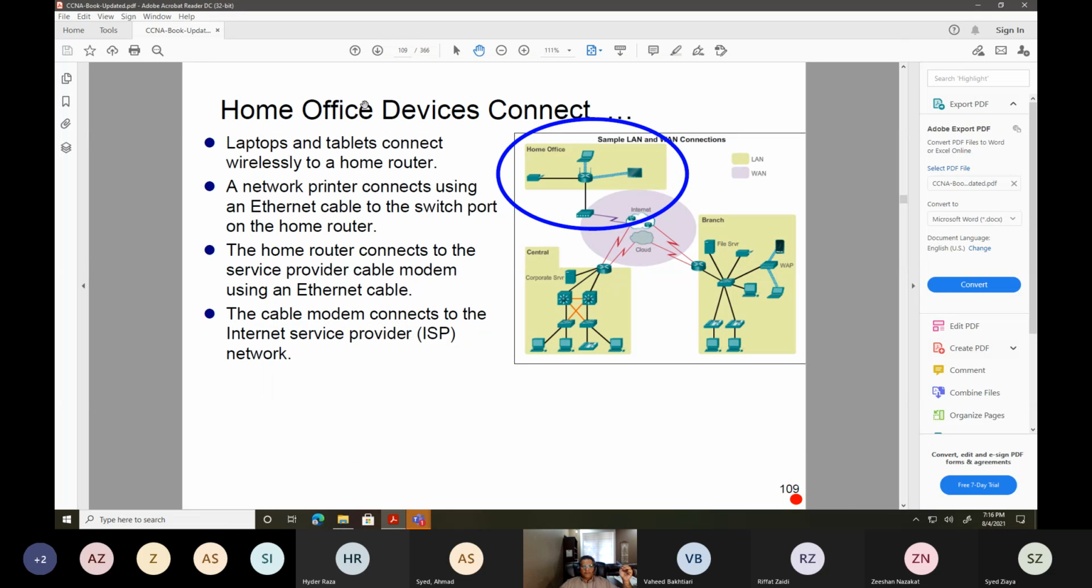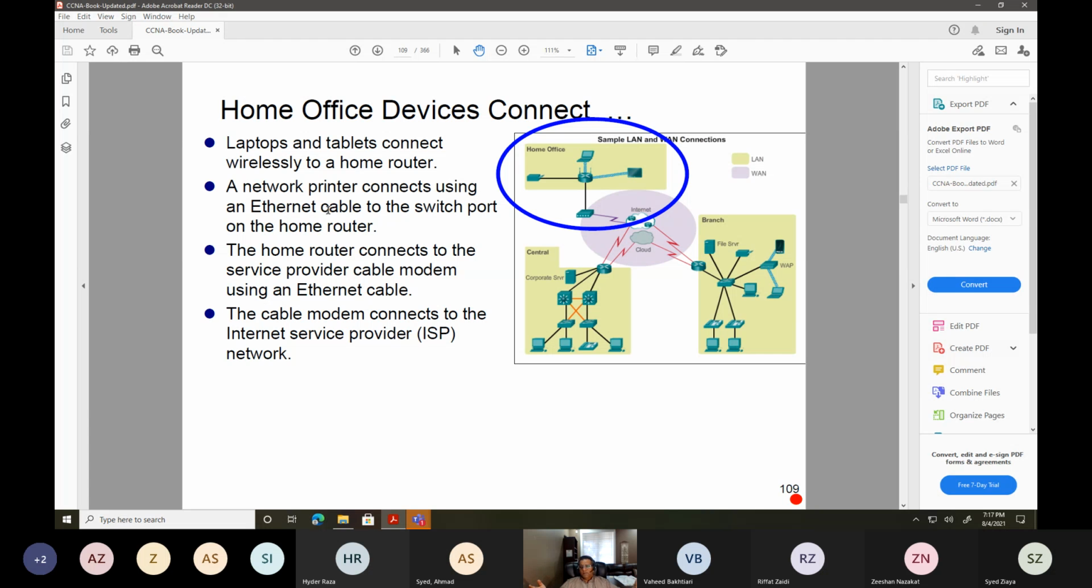The home office devices, laptops, and tablets connect to the wireless. Network printers connect using an Ethernet cable to the switch port on the home router. The home router connects with the service provider cable modem, and the cable modem connects with the ISP network. Well, this is not correct, that your network printer connects using an Ethernet cable. You can, I'm not saying you cannot, but most printers are coming with wireless these days.